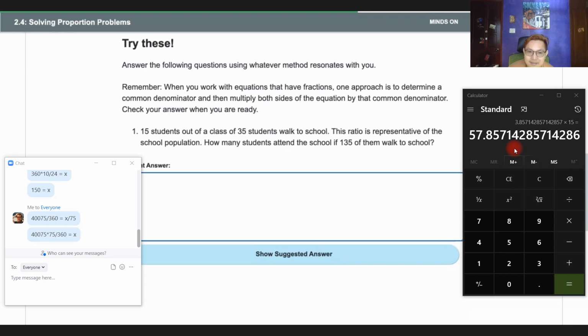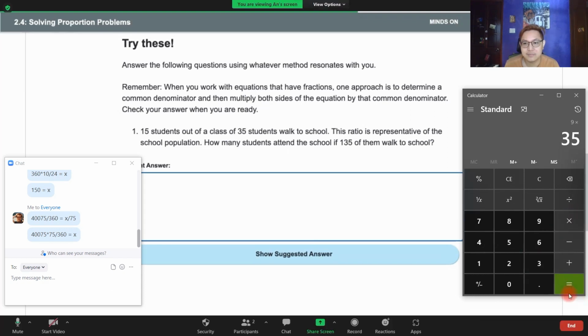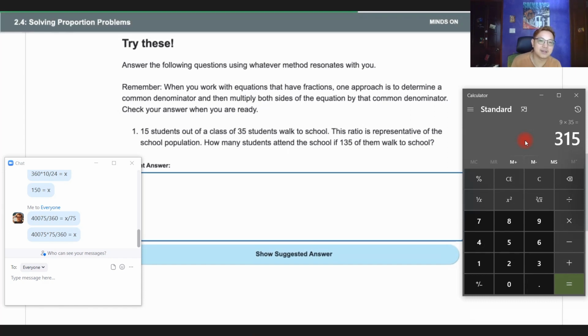Are you sure? They say that 15 students out of a class of 35 students walk to school. Ah, so basically, I think I got it wrong. If 135 of them walk to school, how much is the school population? Ah, I see now. So basically, take 135 divided by 15. That's 9 times. So 9 times 35, that would be 315. You got it right. Sorry, I misunderstood the question. It's 315 actually, the total population of the school. So 135 of them walk to school, while the others take the bus or cars or motorcycles.